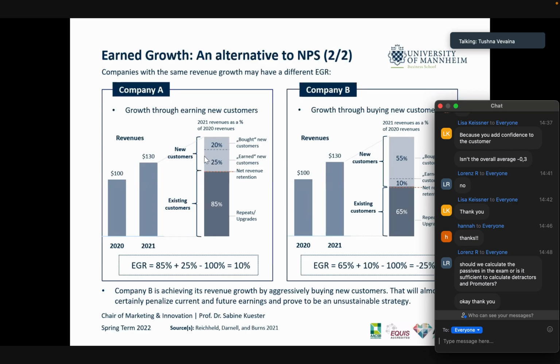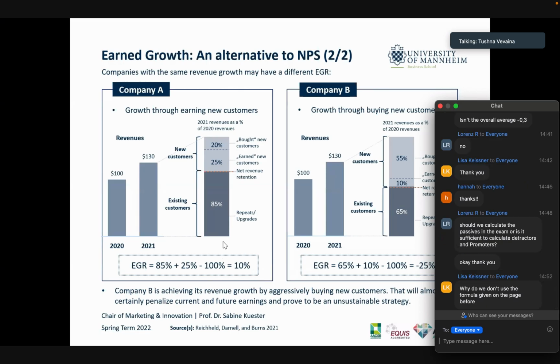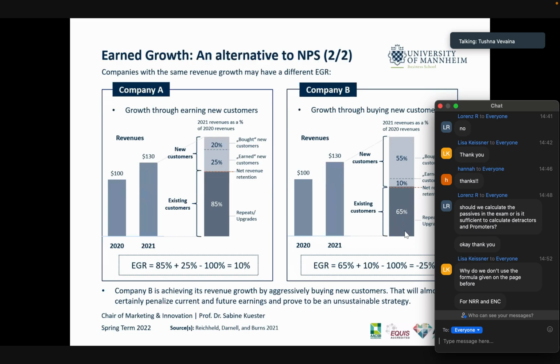In these two charts, you can see company A versus company B. When you're finding the EGR for company A, you see your old customers, so your existing customers, where you have 85%. So you have 85% plus 25%. 25% are your earned new customers, not your bought customers, minus 100%. And that's how you get 10%. Whereas for company B, your repeated customers were 65%, whereas your earned new customers were only 10. Deduct 100%, negative 25. So as you can see, in both cases, you have a revenue of 100 and 130 in your 2020 and 21 respectively.